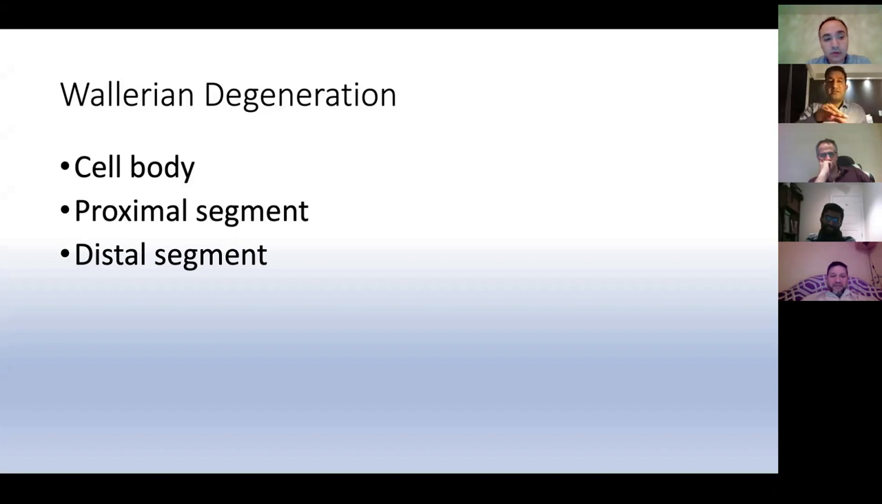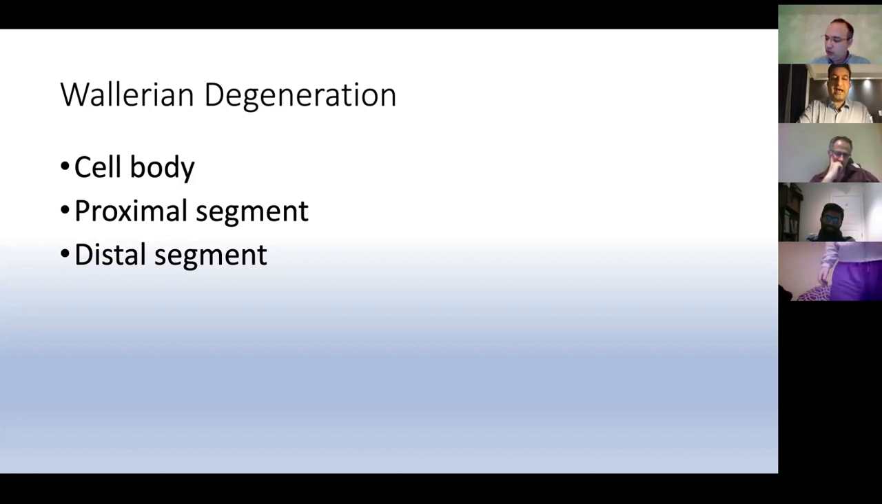So when you cut a nerve, imagine if you say, okay, I'm doing a carpal tunnel decompression, I accidentally cut the median nerve. And this is a viva question they might give you. What is happening at a cellular level? Well, basically I would say to the examiner, I would break my answer up into three main parts. The cell body, the proximal segment, and the distal segment.